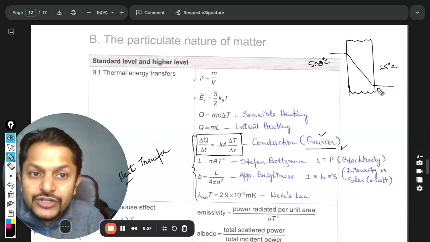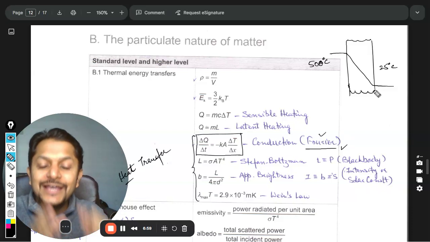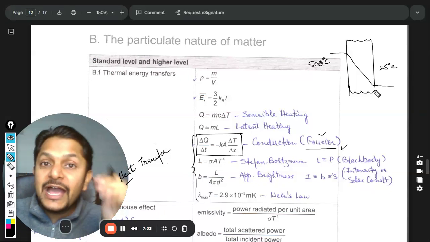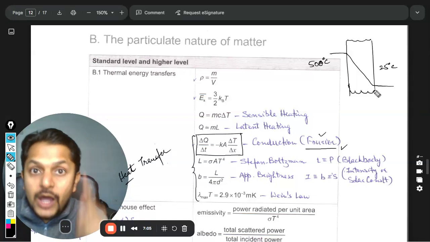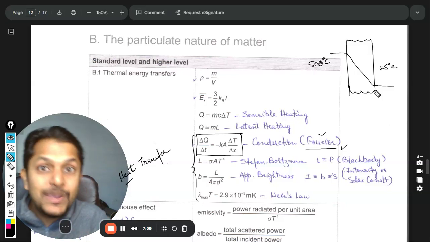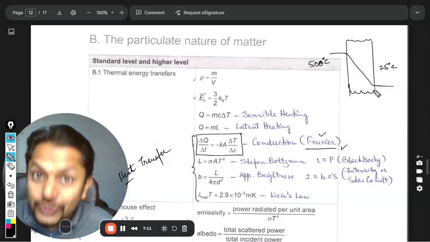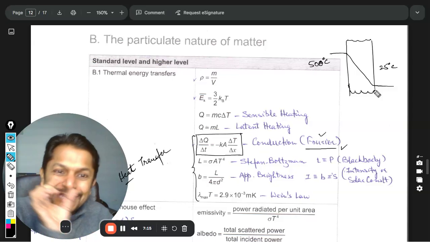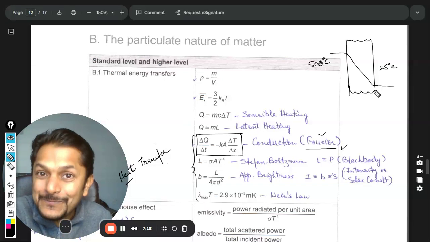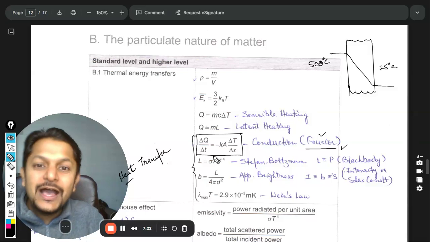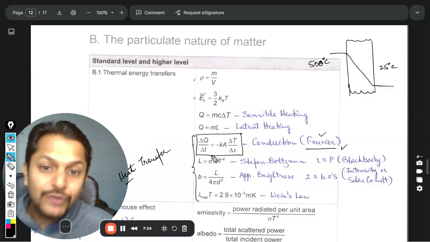Now, this is about Fourier's law, and I was expecting that there could be one paper 2 question on this, and you would be surprised. There was one question on Fourier's law that has been asked by IB in May 2025, paper 2 time zone 2. You can even go and watch it, and you can see that yes, this question is there. Okay, now what is this? Delta Q by delta T.